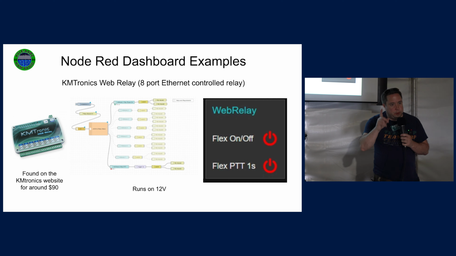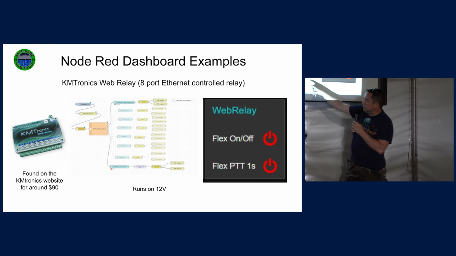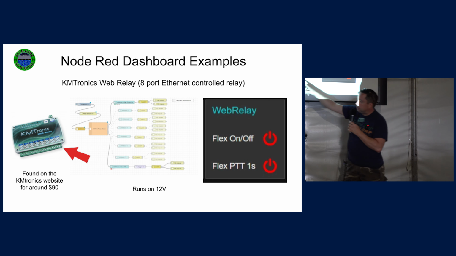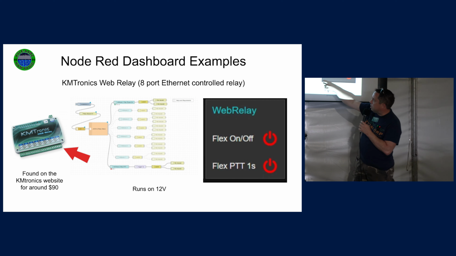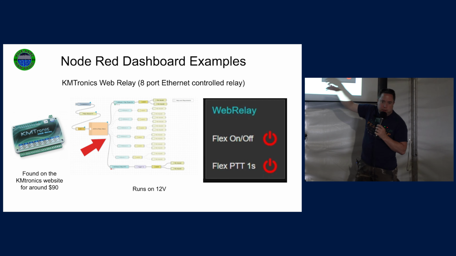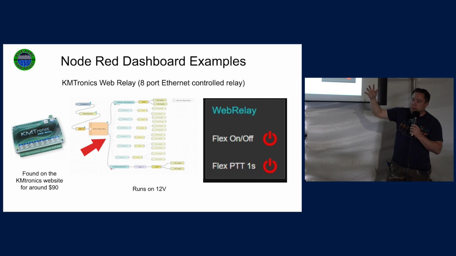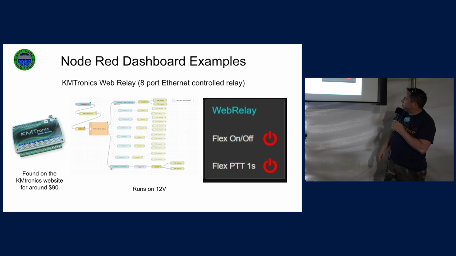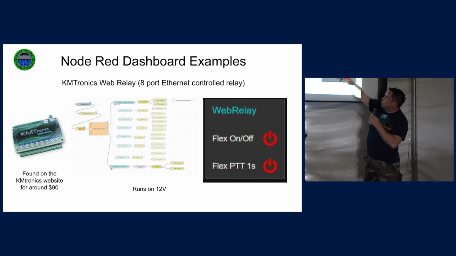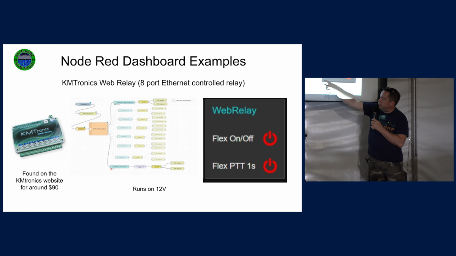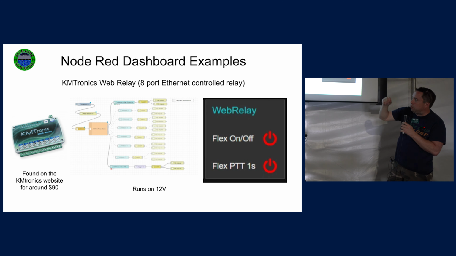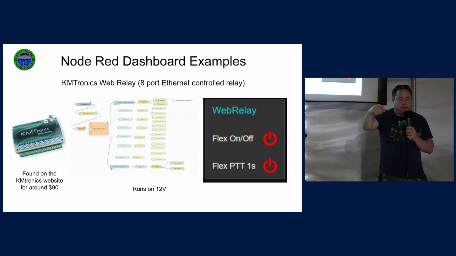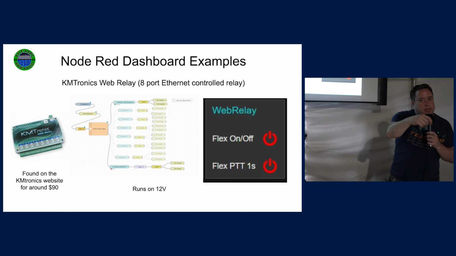Another first device that I might suggest is this KM-Tronics relay. It's got 8 relays. And then here's the flow that you download off the internet. Somebody has already done the work for you. And then you can assign, I've used it to turn my Flex on and off, and then also to hit the PTT button. So I've put one of these in a state where, whatever the Flex, if it's got a thing in the back, it's got an RCA jack in the back.